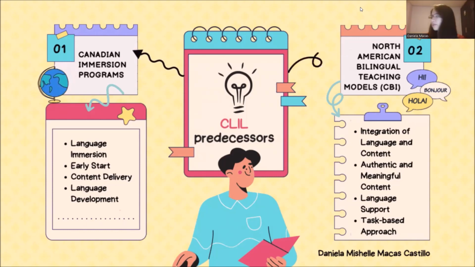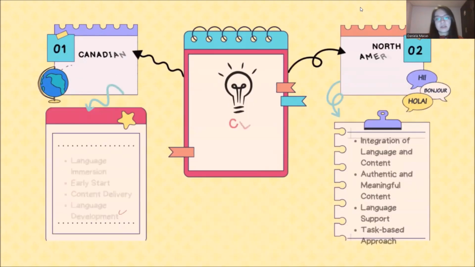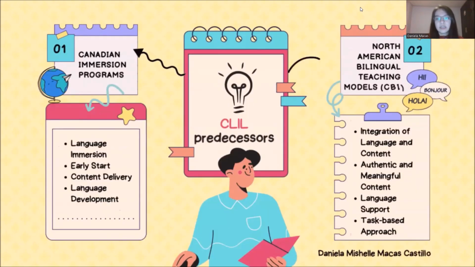And in this graphic organizer, I will present the main CLIL predecessors and its characteristics. So first of all, it's important to mention that content and language integrated learning is an educational approach that involves teaching a subject through a foreign or a second language.